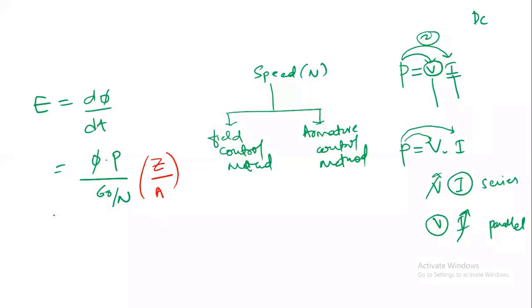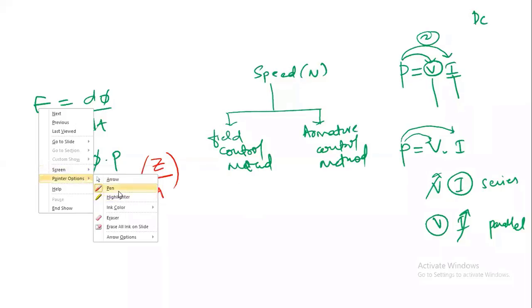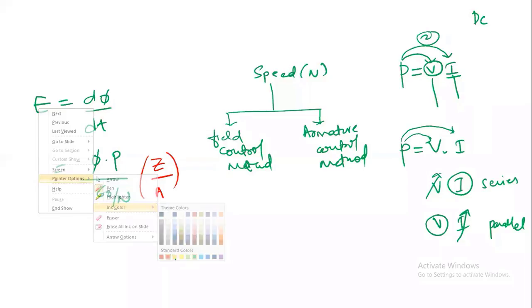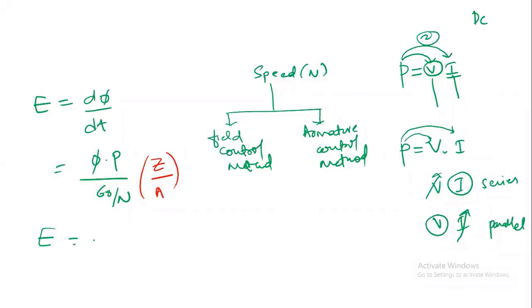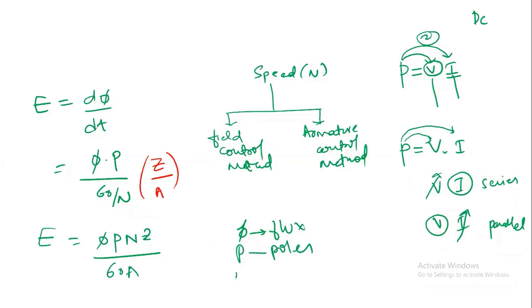So the EMF equation of DC is very simple: E = φPNZ/60A. Now what is what? Phi means flux, measured in Weber, like length is measured in meters. P means poles. N means the speed with which the motor rotates, measured in RPM. Z is the number of armature conductors, and A is the number of parallel paths.